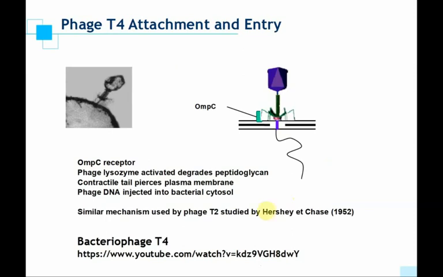I was going to show you a video about this, but actually, I'm going to leave it. You can check it out on your own if you want. It's a nice video, but basically it's the same thing. The principal point here is that phage lysozyme can punch a hole in the peptidoglycan, and that allows the phage to inject its genome into the host cell cytosol.